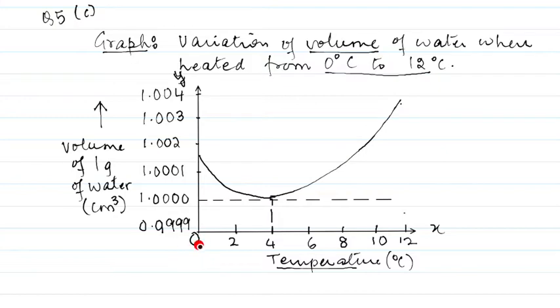So we started with 0 degrees C and we have to end at 12. So make sure that this point over here, this point is exactly above this 12, and make sure that you are drawing this open curve, and that is how we draw the graph.